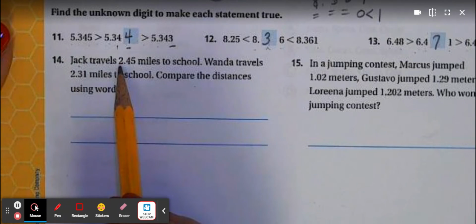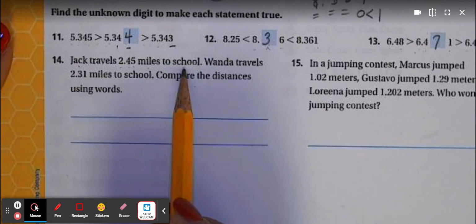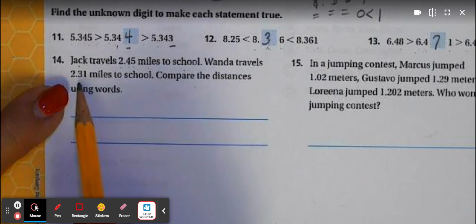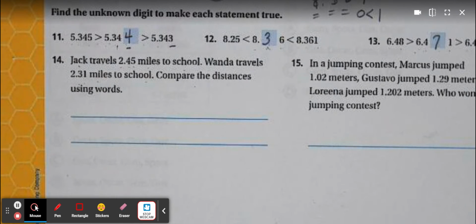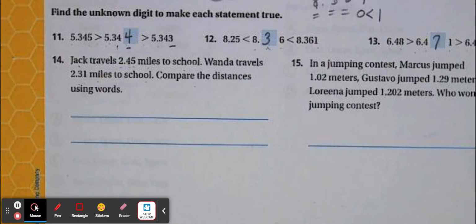Jack travels 2 and 4,500 miles to school. Wanda travels 2 and 3,100 miles to school. Compare the distances using words. In some classes we were able to do it, but I don't think we did it in the last block. So what can you tell me about Jack's travel and Wanda's travel?